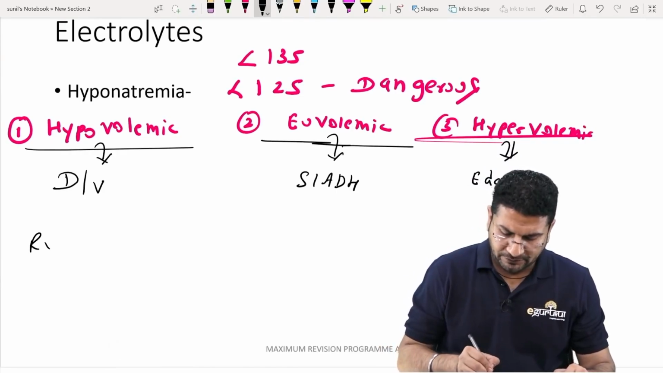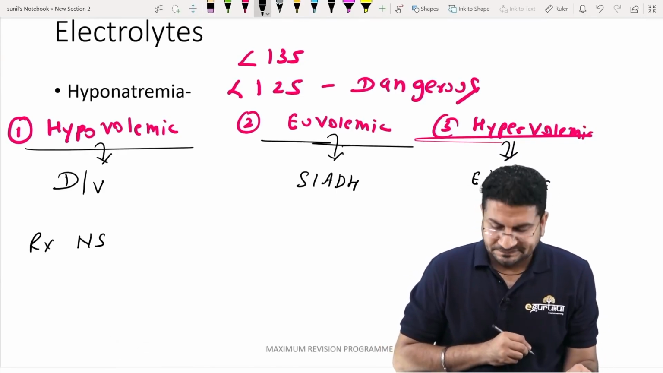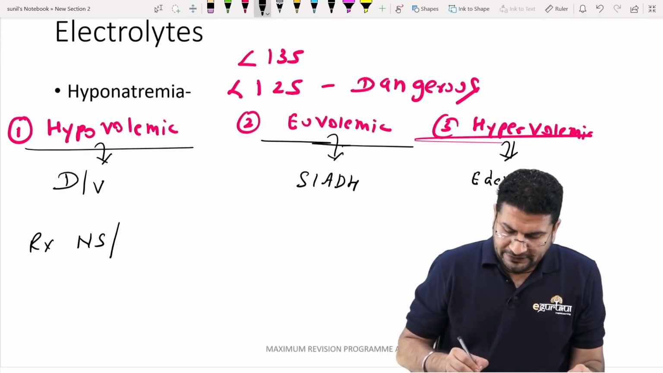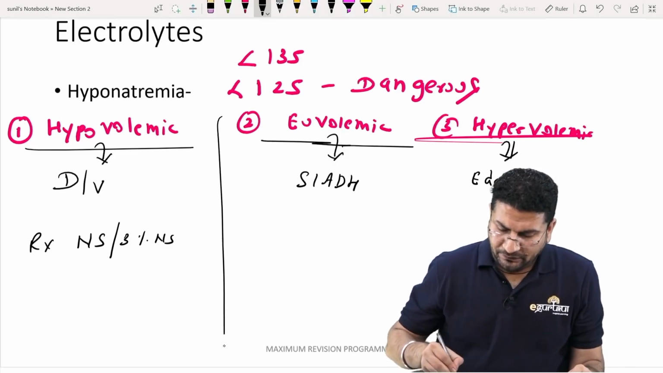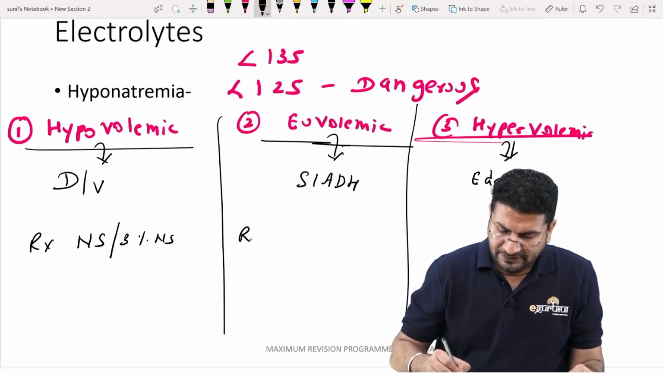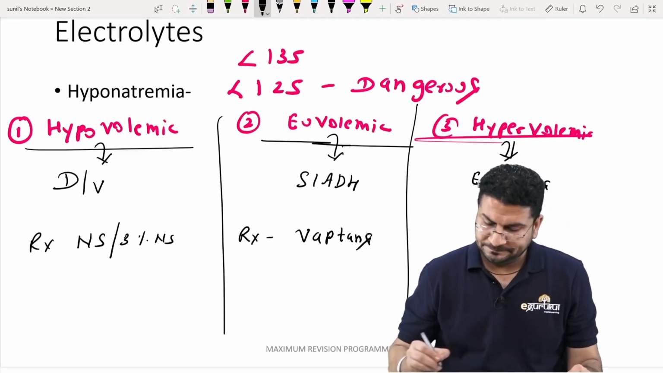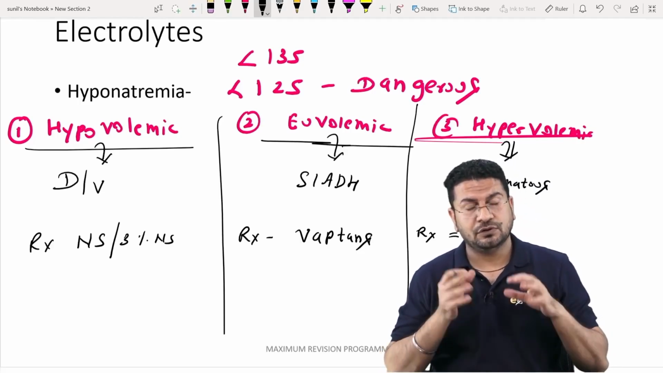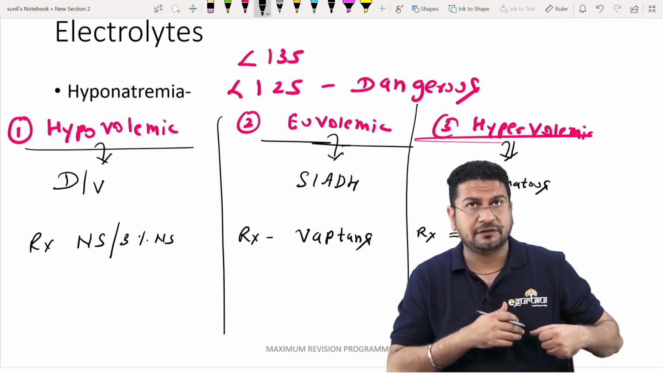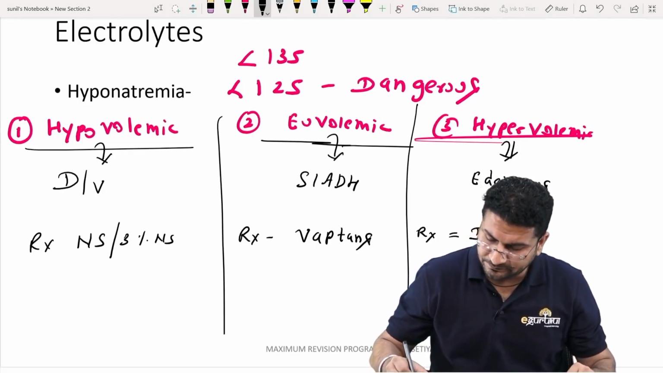If I say how you will manage this, here you give normal saline or we can give 3% saline. This type of euvolemic hyponatremia, how we manage, this is managed by giving Vaptans and fluid restriction. In hypervolemic, there is more fluid in the body, sodium is also more, but it is accumulating in some cavity. It is less in the plasma, so here you need to give diuretics.